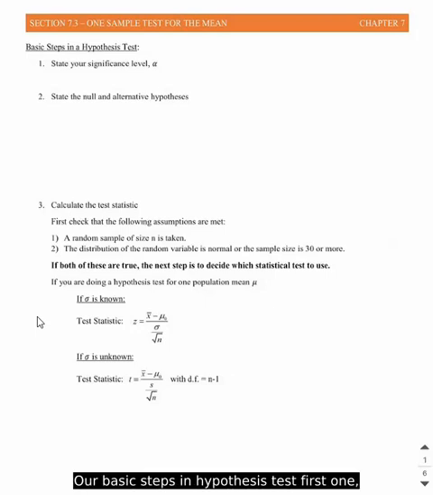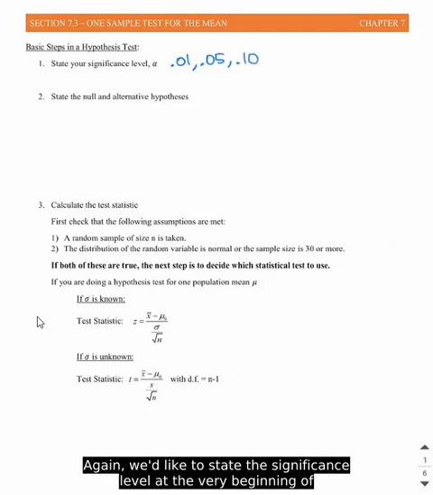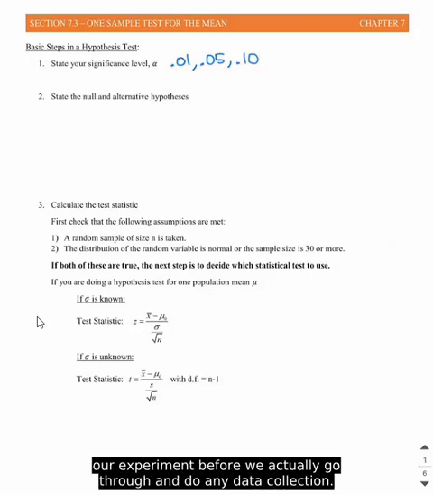So our basic steps in a hypothesis test, first one, state your significance level. So we tend to have three most common ones, 0.01, 0.05, and 0.10. Again, we like to state the significance level at the very beginning of our experiment before we actually go through and do any data collection.